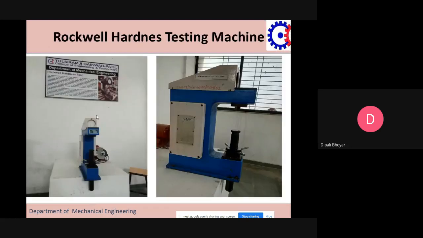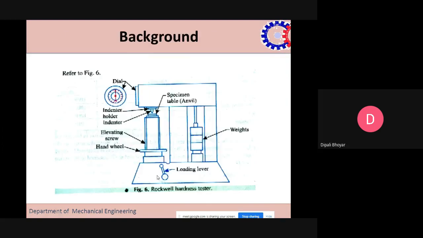This is the setup of a Rockwell hardness testing machine. This is the base of the machine. This is the hand wheel which is used to shift this setup up and down. This is the jaws on which we fit the indenter. This is the indenter, which can be made of any kind of material like mild steel, brass, aluminium, etc. And this is the surface where we put our specimen, which in technical language is called the anvil.